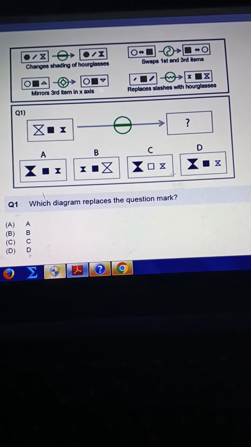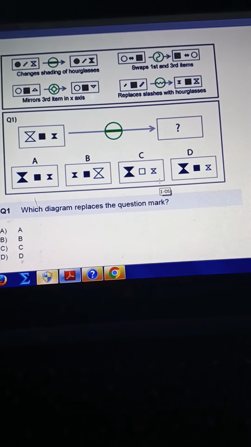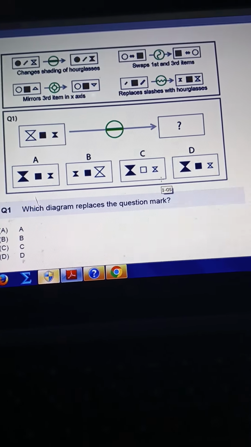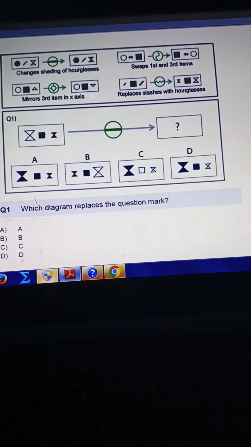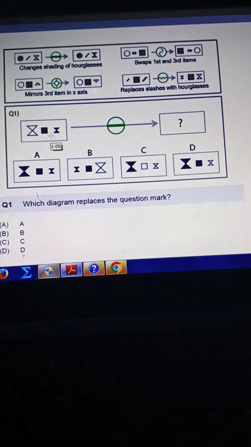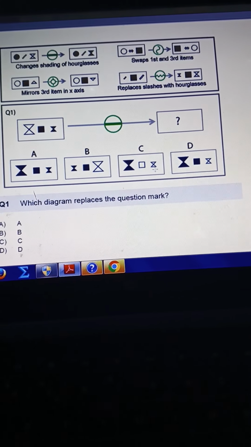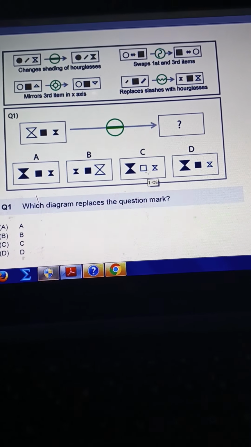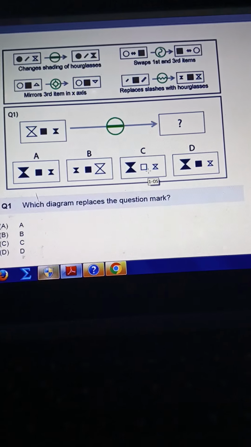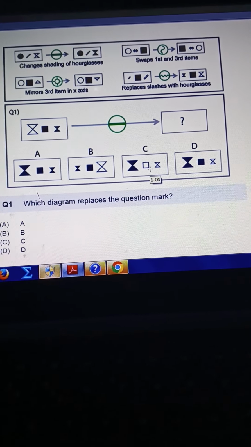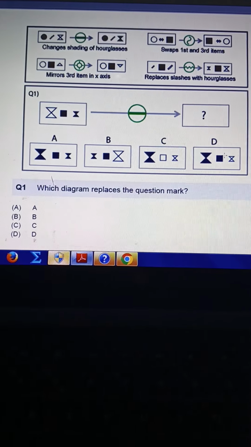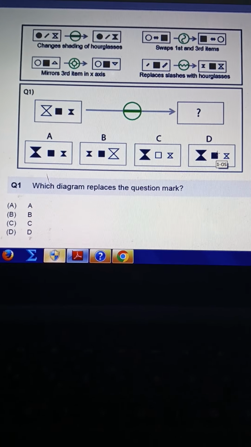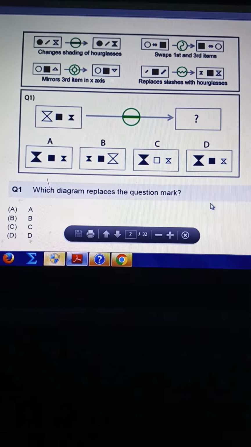So how do we now know which one is the correct one? We are going to know this by the box, the square in the middle. If you check your question, the square in the middle there is shaded, but coming to option C, the square is not shaded, and they did not ask you to do anything to the square. Nobody asked you to unshade the square. So going by that, option D is the answer. So this is how to solve questions like this.